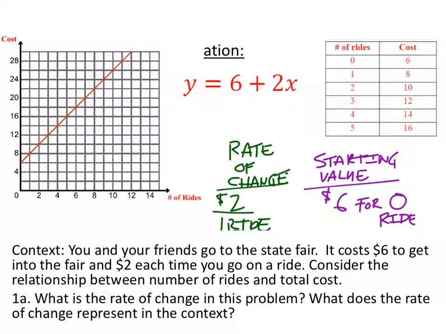All right, from this then, part A, what is the rate of change in this problem, and what does the rate of change represent in the context? We've already answered that. It's $2 for every ride. So just as an overall rate of change, that was 2 that we saw in the equation.